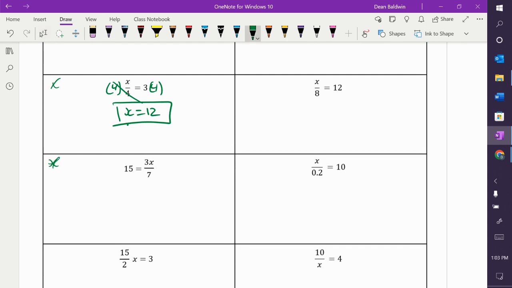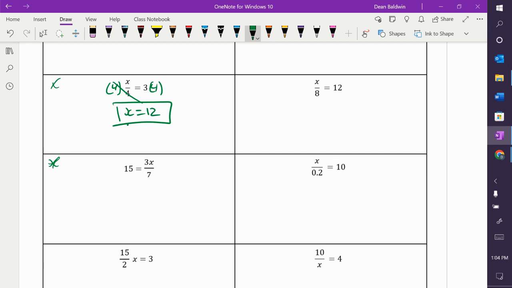This one. 15 is equal to 3x over 7. What do I need to do here? There's no addition, so you can't be subtracting. There's only division and multiplication. So how do I get rid of the 7?